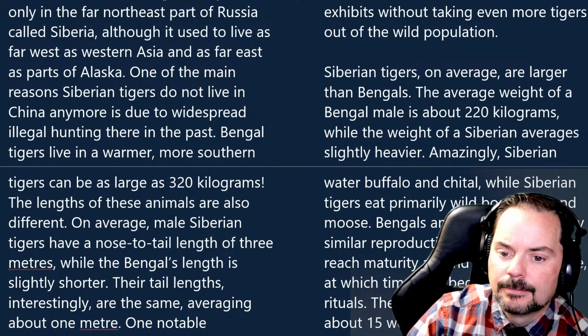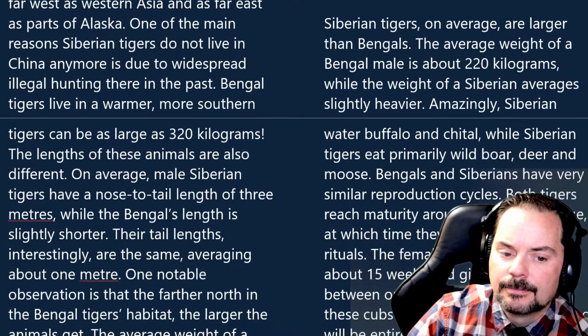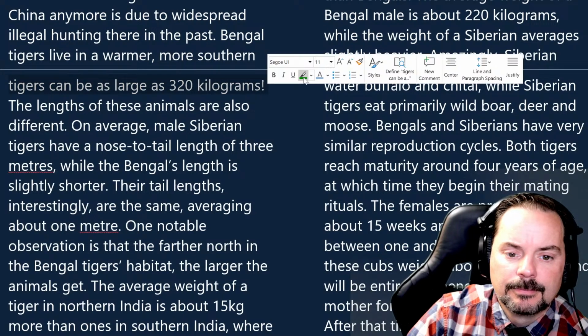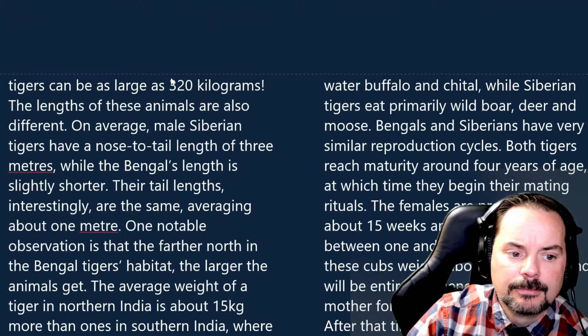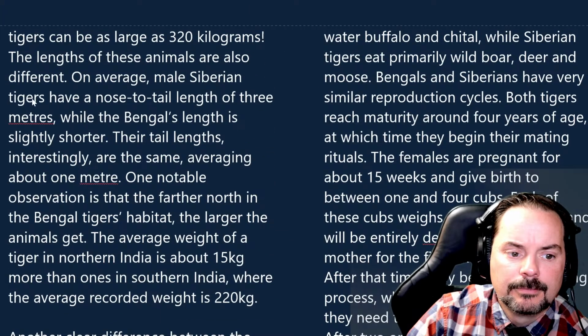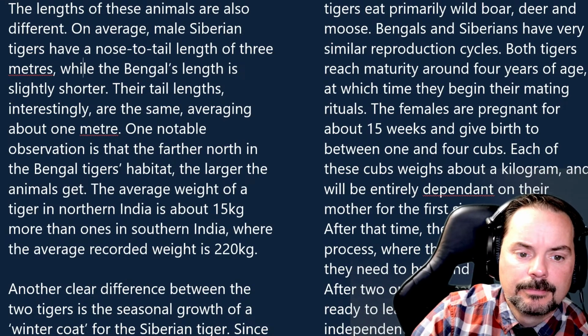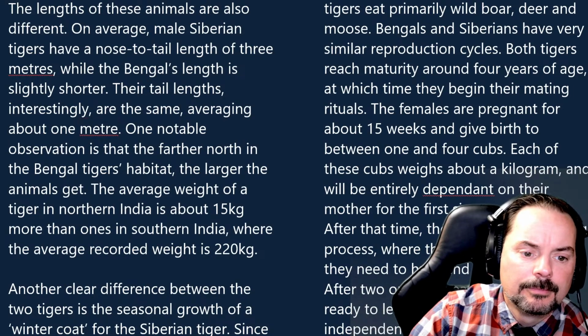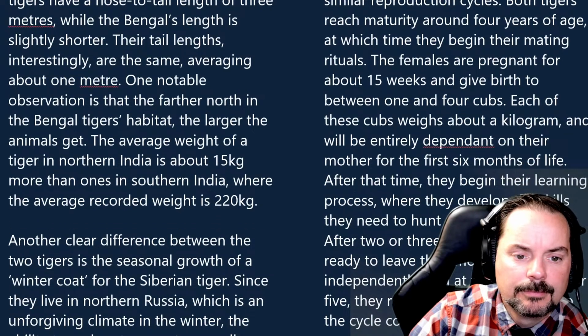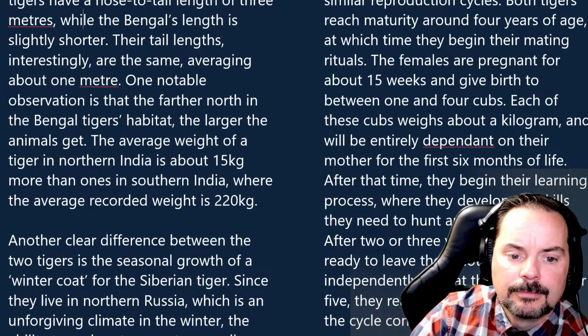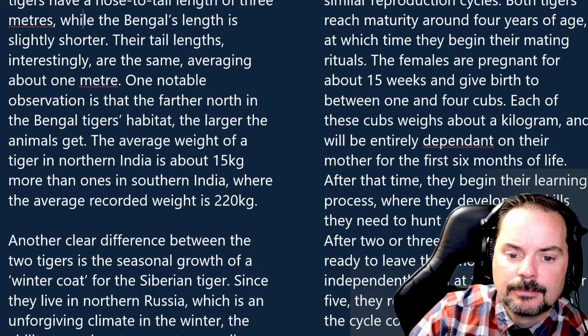The average weight of a Bengal male is about 220 kilograms, while the weight of a Siberian averages slightly heavier. Amazingly, Siberian tigers can be as large as 320 kilograms. The lengths of these animals are also different. On average, male Siberian tigers have a nose-to-tail length of 3 meters, while the Bengal's length is slightly shorter. Their tail lengths, interestingly, are the same, averaging around 1 metre. One notable observation is that the farther north in the Bengal tiger's habitat, the larger the animals get.